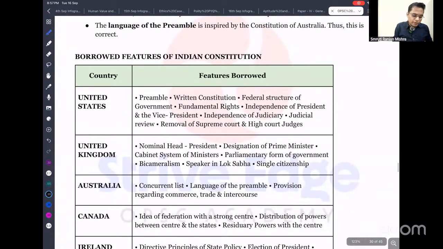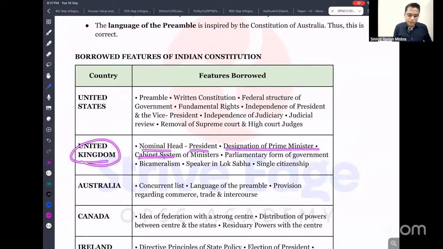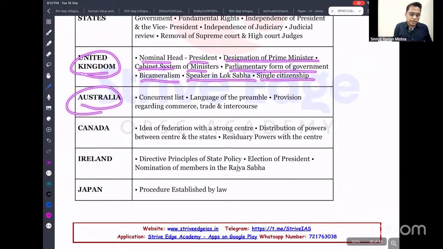Whatever we have borrowed, from the United States we have borrowed the preamble, written constitution, federal structure of government, fundamental rights, independence of the president, vice president, independent judiciary, judicial review, and removal of Supreme Court and High Court judges. From the UK: nominal head, president, designation of the prime minister, cabinet system of ministers, parliamentary form of government, bicameralism, speaker in Lok Sabha, single citizenship. From Australia: concurrent list, language of the preamble, provision regarding commerce, trade and intercourse.